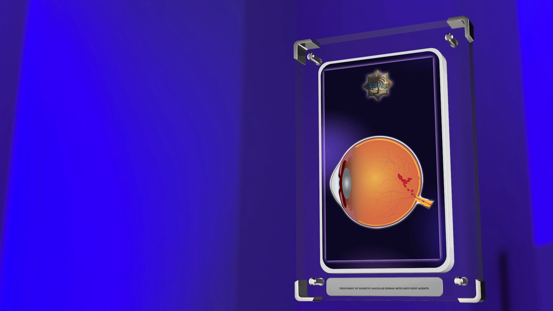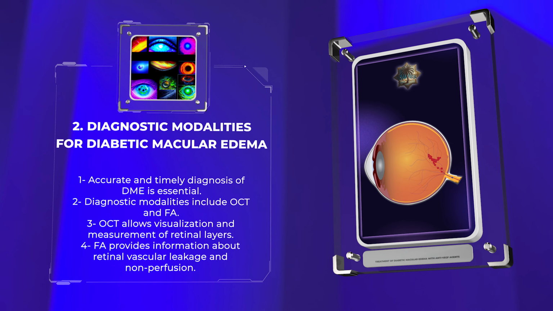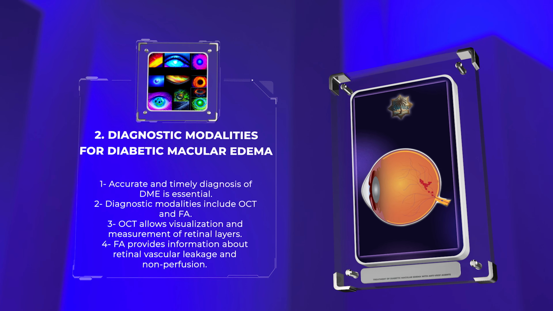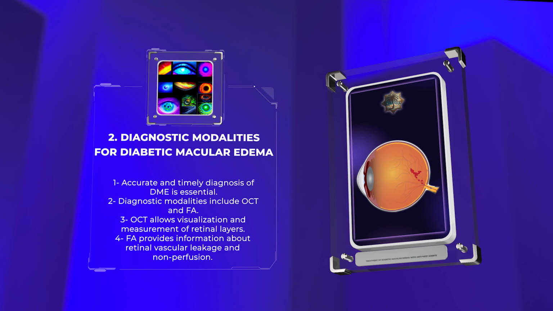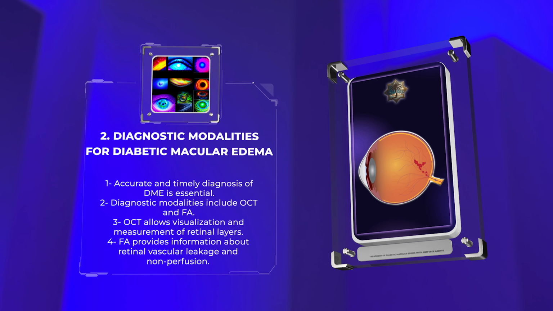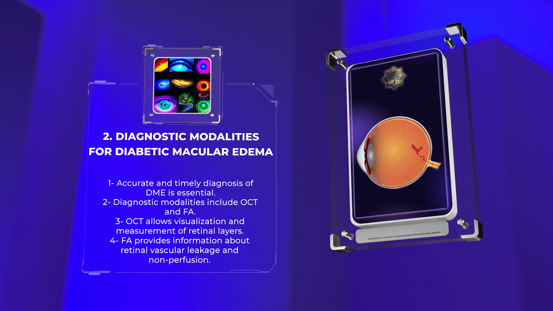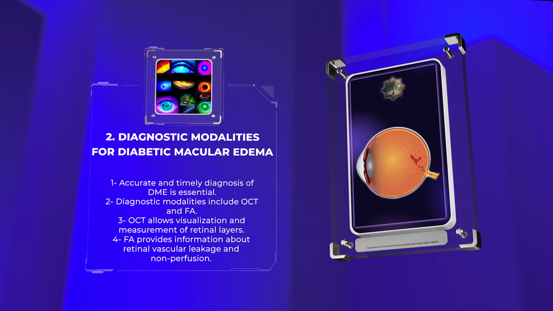Accurate and timely diagnosis of DME is essential for effective management. Various diagnostic modalities are available, including optical coherence tomography, OCT, and fluorescein angiography, FA. OCT enables visualization of retinal layers and measurement of central macular thickness, allowing for the assessment of edema severity. FA provides valuable information about retinal vascular leakage and helps identify areas of non-perfusion.